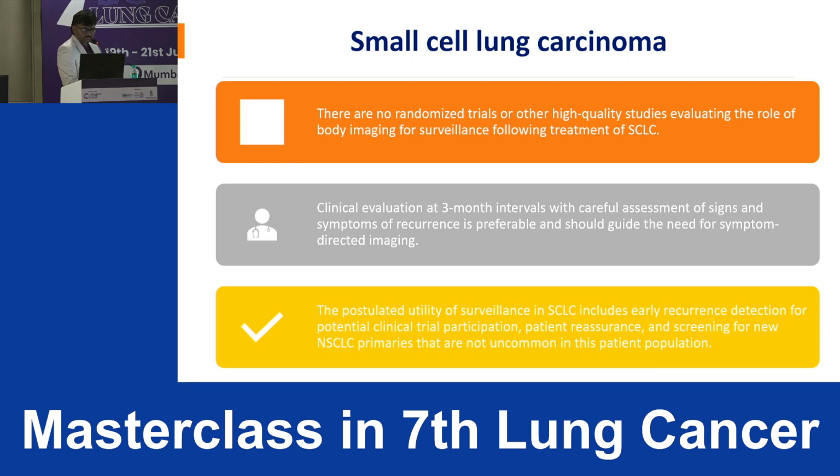Coming to small cell lung carcinoma, there are no proper randomized trials or high quality data establishing the role of imaging for surveillance, but just clinical examination 3 monthly with careful assessment of signs and symptoms of recurrence, which should guide the need for symptom-directed imaging. But the postulated utility of surveillance in small cell includes early recurrence detection for potential clinical trial participation. As you have limited options, potential clinical trial participation and patient reassurance are important.